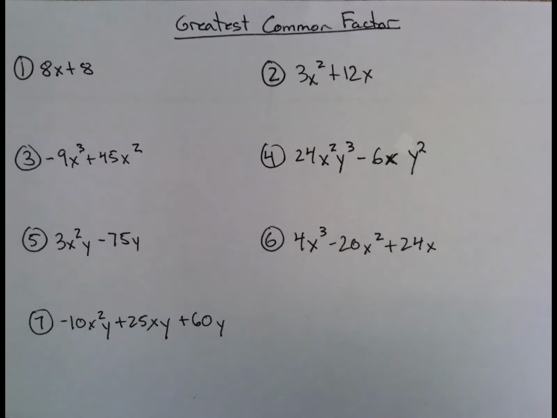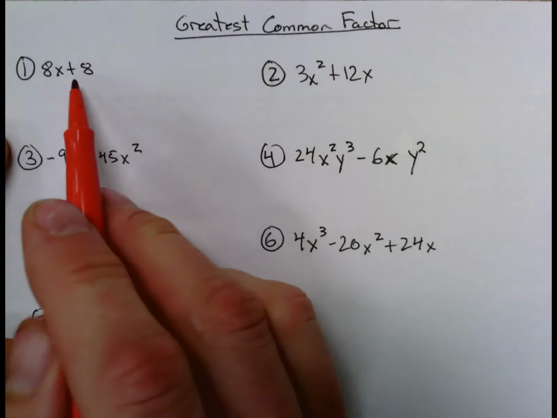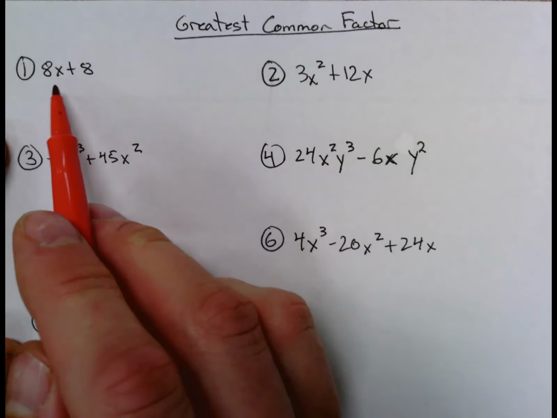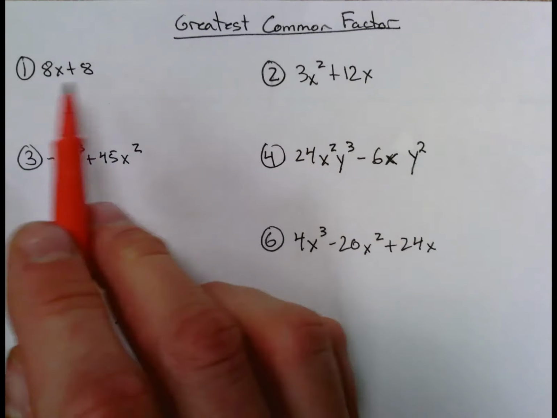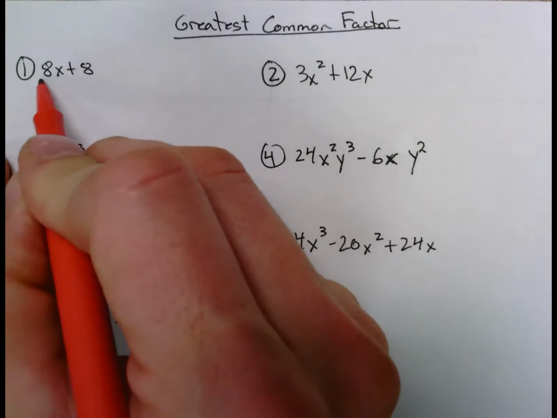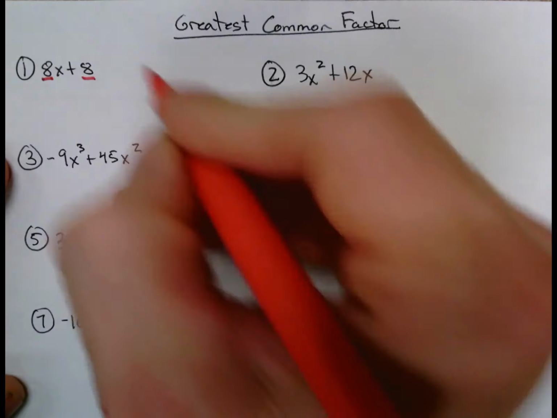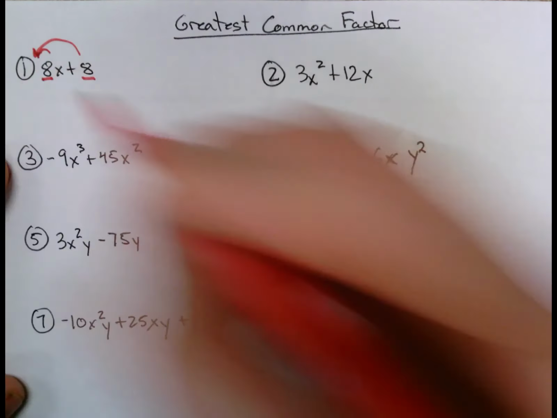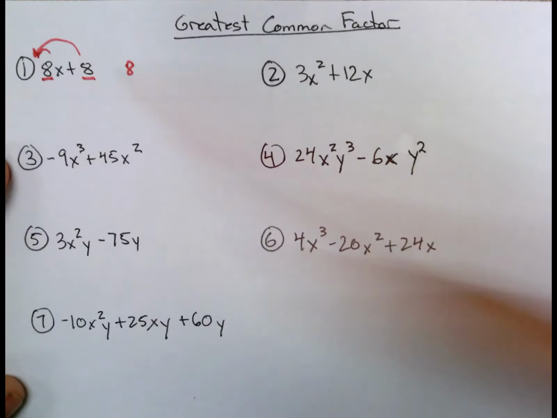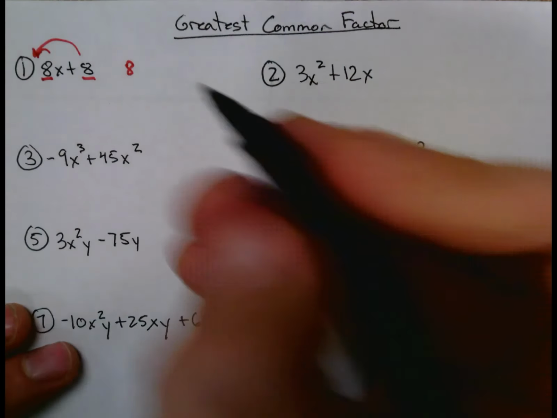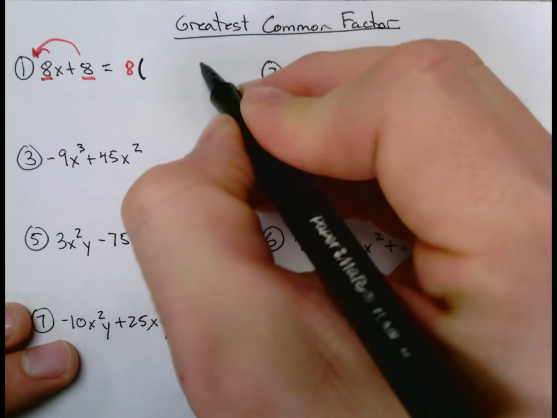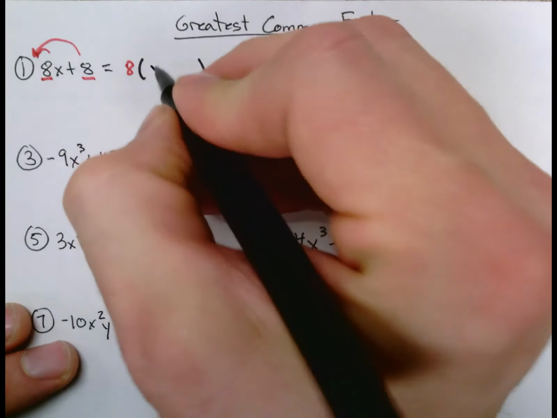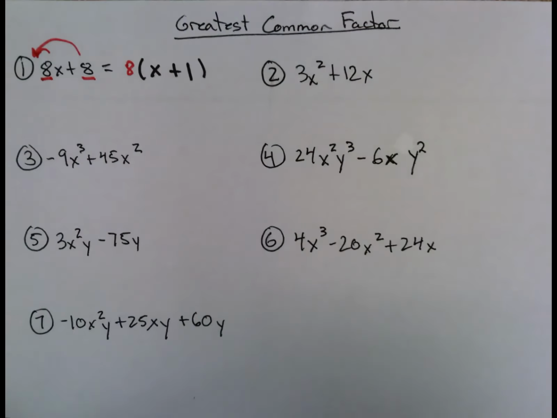Here, if we start with 8x plus 8, we have two different terms, so it's a binomial. So the greatest common factor has to go into both of those terms. And so we take a look, you have an 8 and an 8 here. So you could reverse your distributive property and pull an 8 out front. And what you'd be left with, if you pulled an 8 out front, is an x plus 1. And that would be your greatest common factor of an 8.